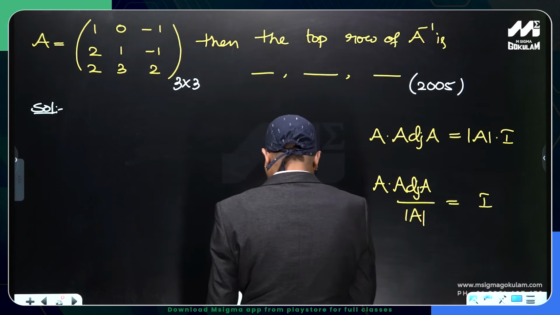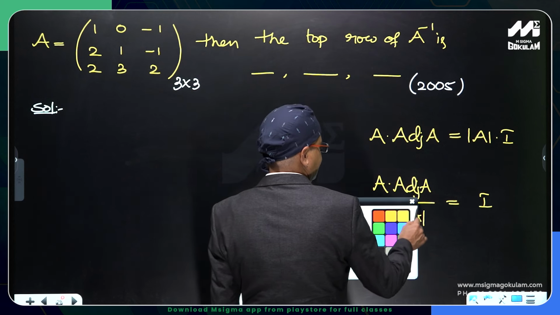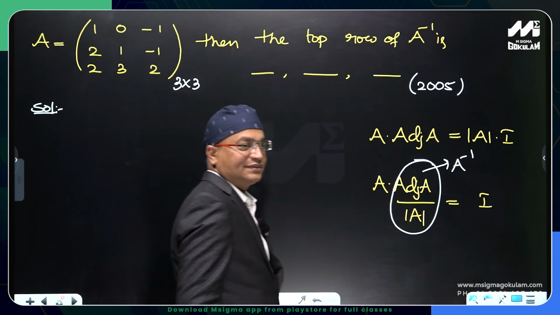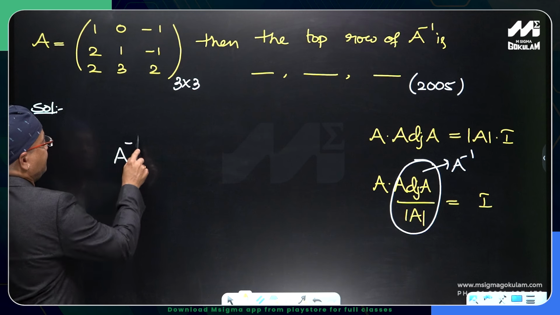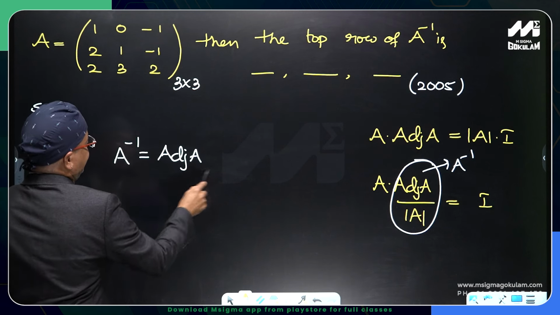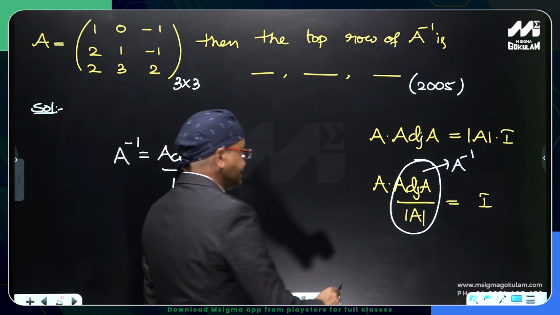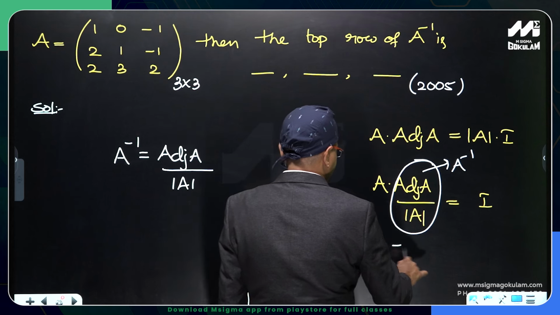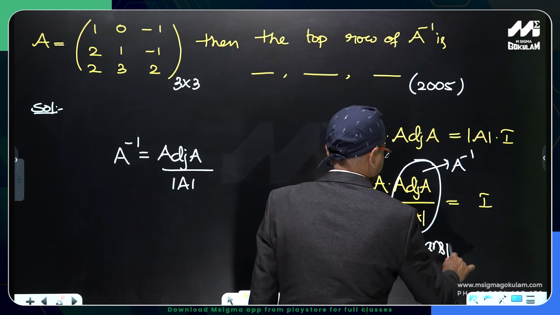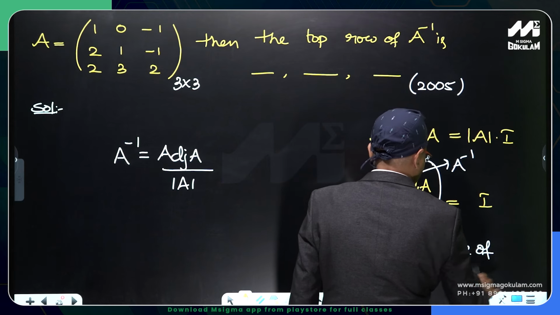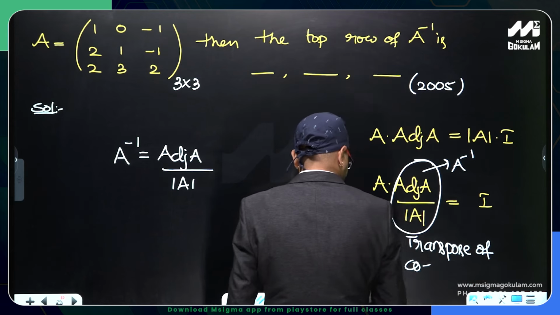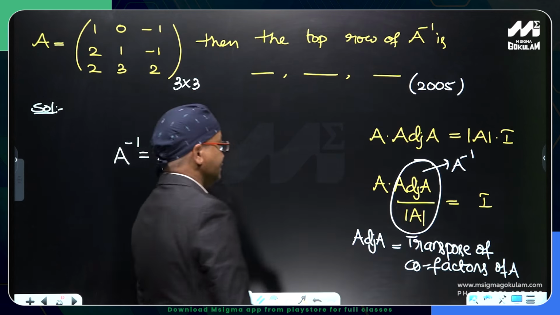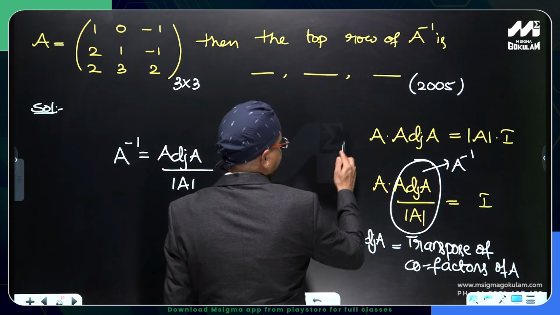Now, A multiplied by something gives the unit matrix or identity matrix I. This is called the inverse. That inverse matrix is nothing but adjoint A by det A. What does adjoint mean? Transpose of cofactors of capital A. So this is all very important to remember.